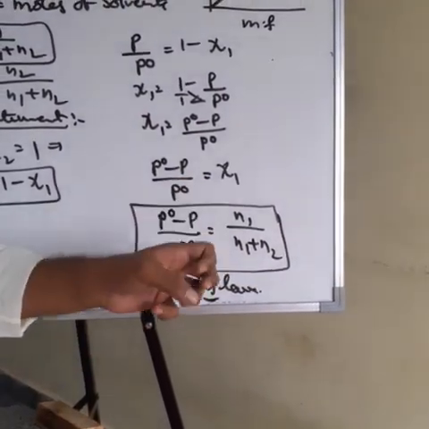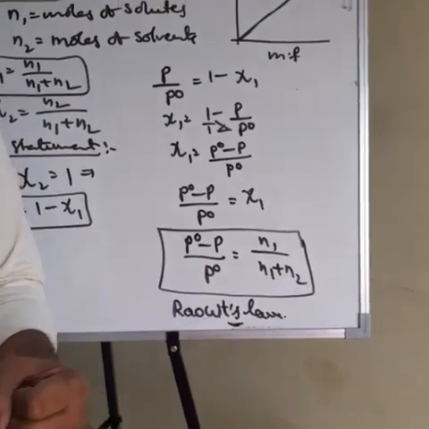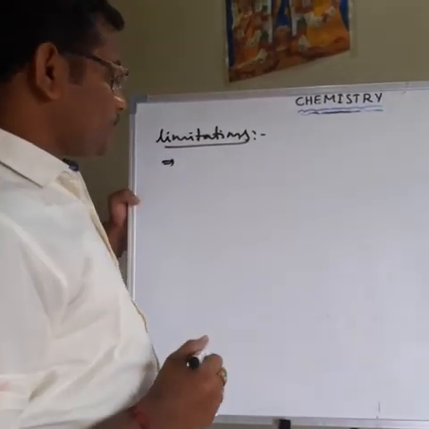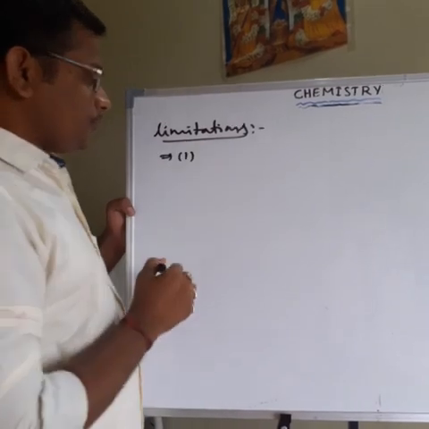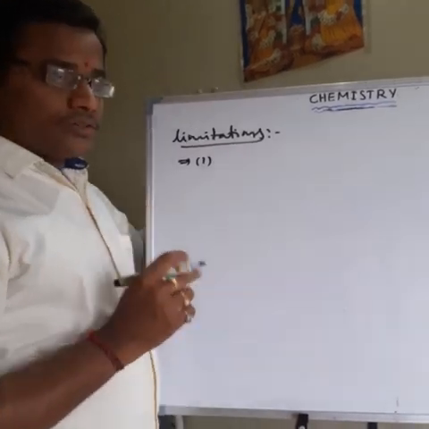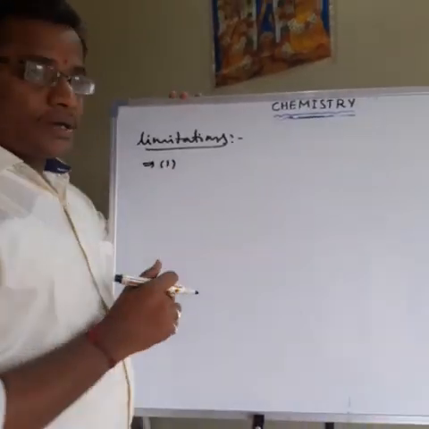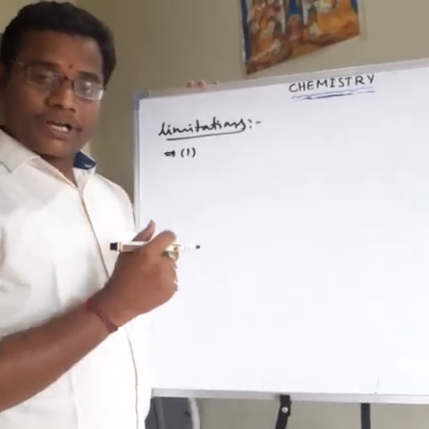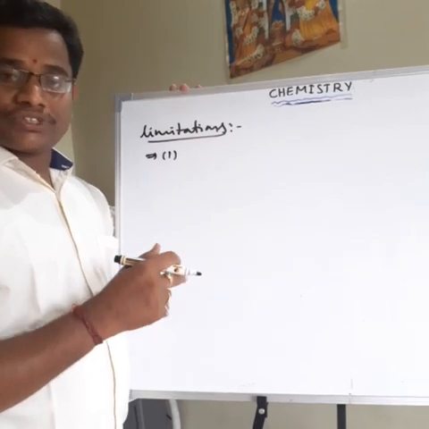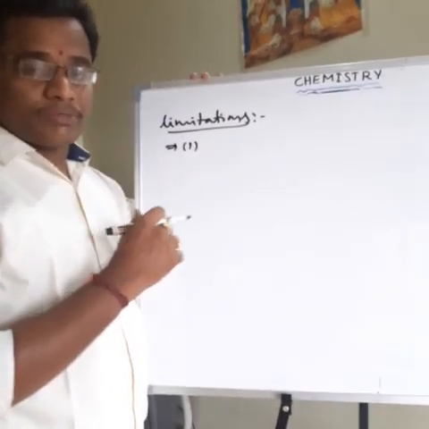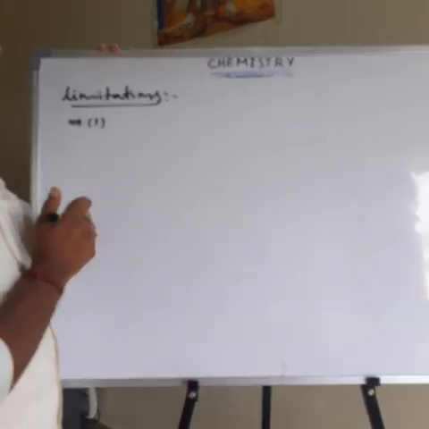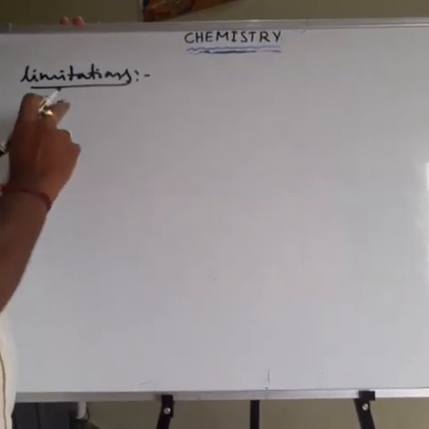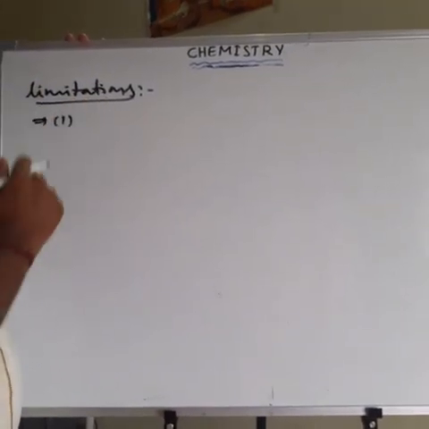Then what are the limitations? The next concept is the limitations of Raoult's law. Generally, Raoult's law is applicable to ideal solutions. If it is applied to real solutions, the solution must follow some limitations. Then what is the first limitation? Your first limitation is that the solution must be a dilute solution.